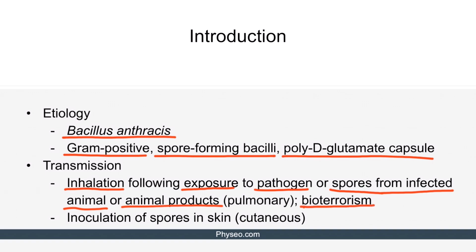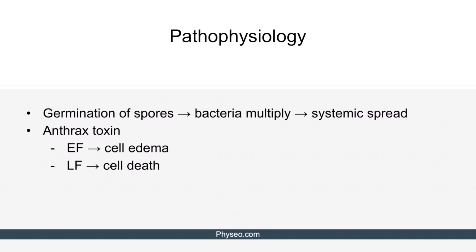Cutaneous symptoms occur when the spores inoculate in the skin. The pathophysiology of anthrax can be summarized as germination of the spores inside the body, followed by multiplication of bacteria and systemic spread of the infection. The bacteria secrete anthrax toxin, which contains edema factor and lethal factor. Edema factor causes cell edema, and lethal factor induces cell death.